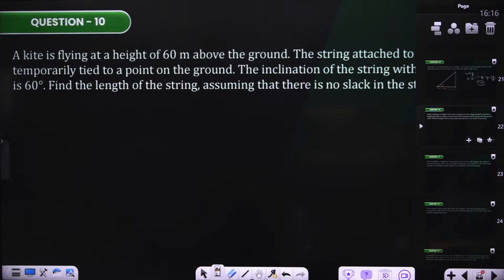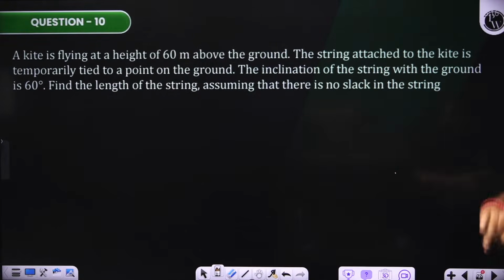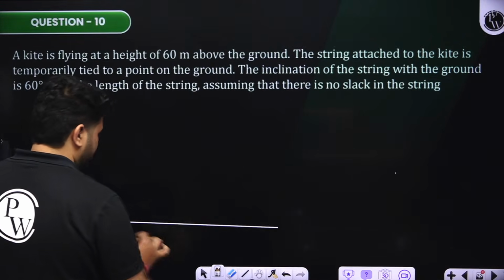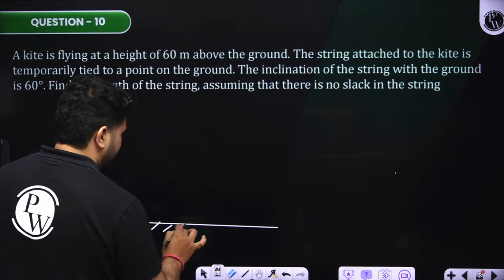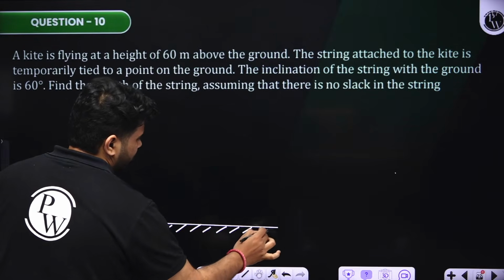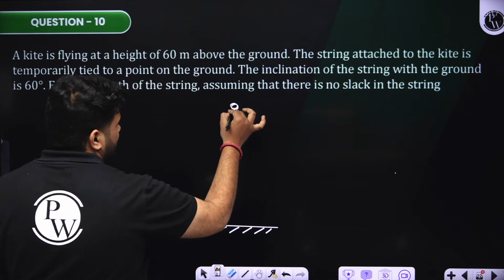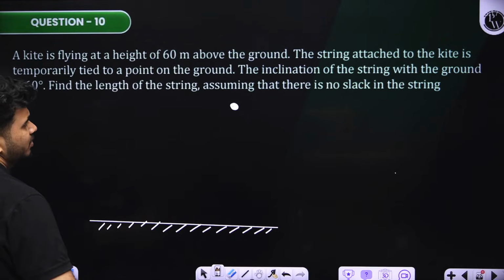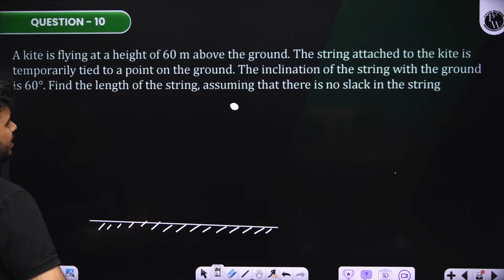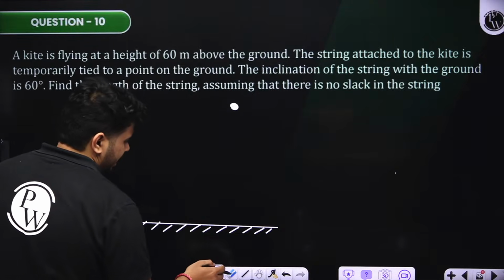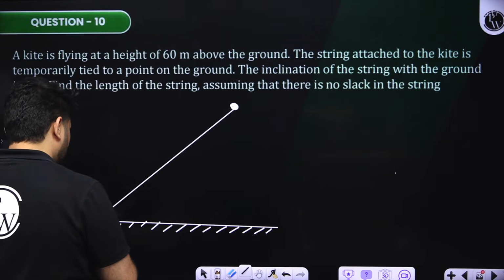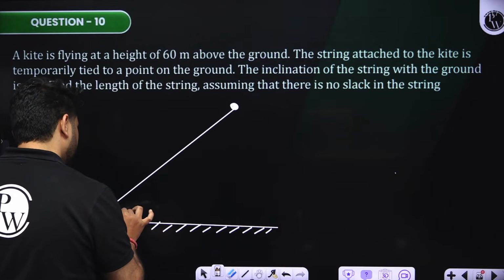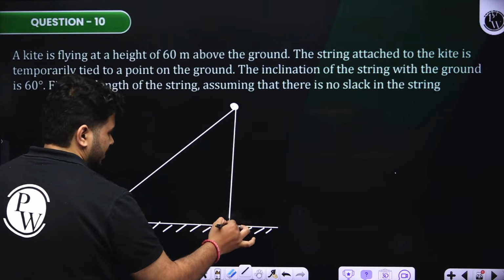Clear? A kite is flying at a height of 60 meters above the ground. Okay, look here, this is the ground. I will explain because it is an important problem, so you have to solve it. There is a kite over here, attached to a string, a temporary string on the ground. The angle of inclination is 60 degrees, assuming there is no slackness. That means the string is on the ground like this, yes or no? So here it is 60 degrees. So you need to find at what height the kite is flying.